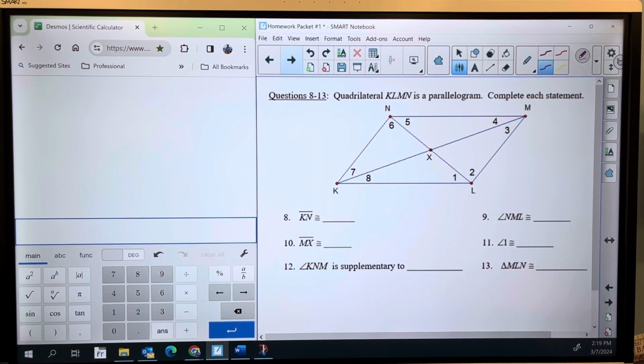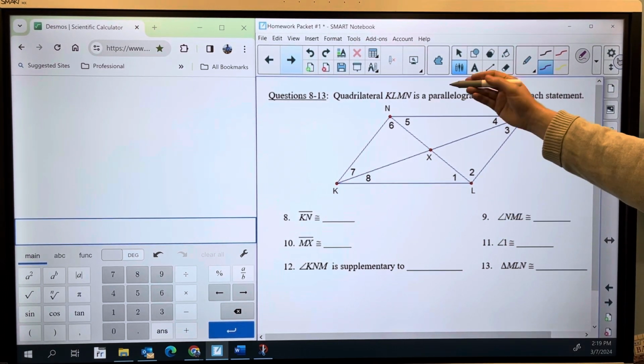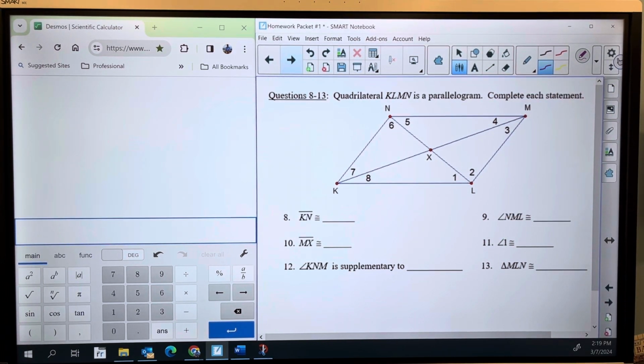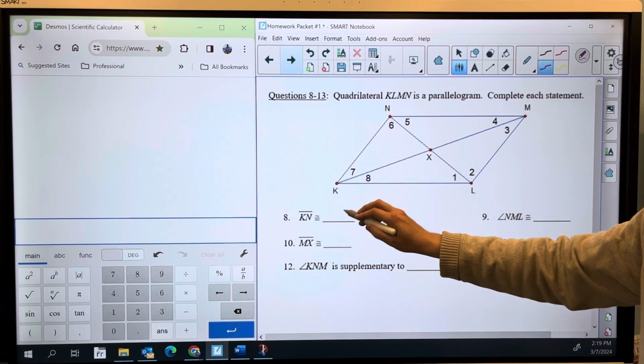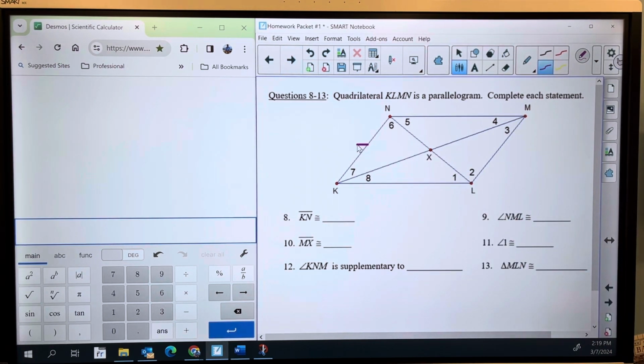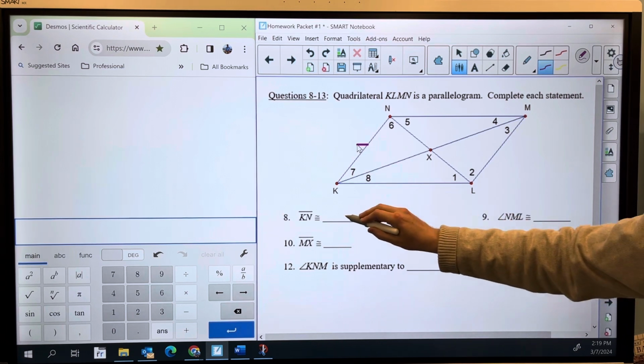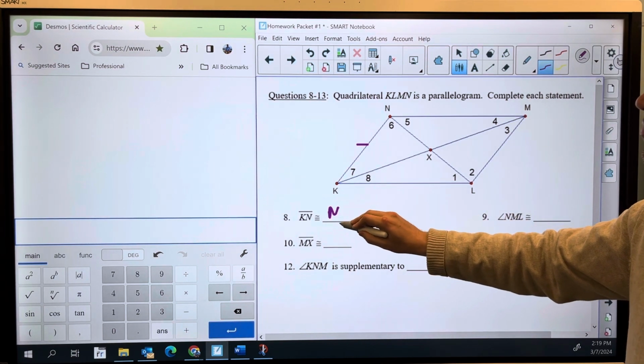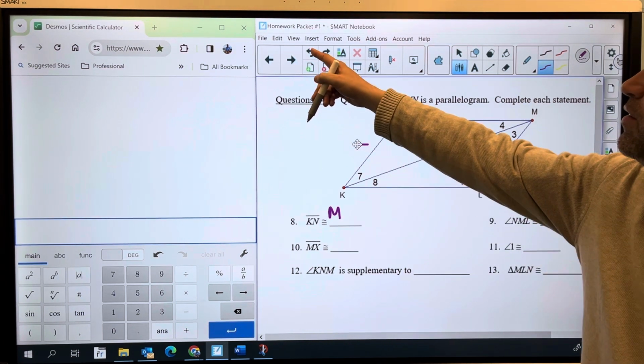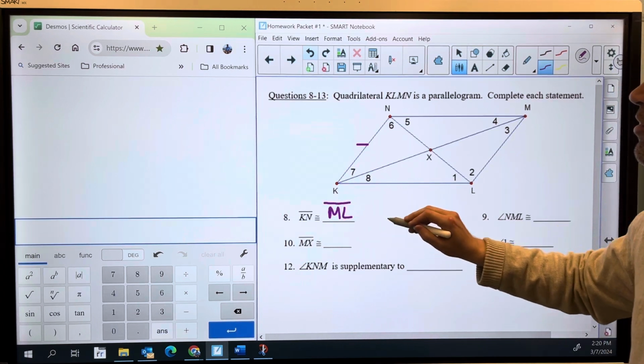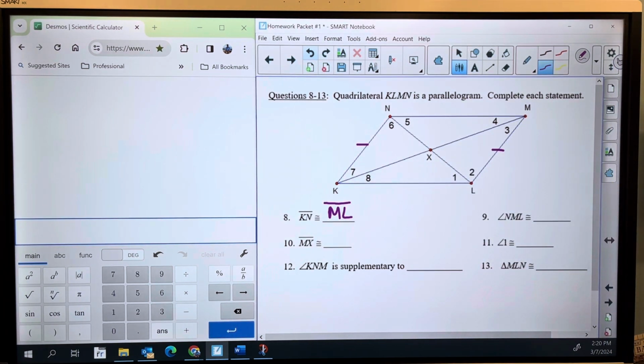Alright, parallelograms. We've got a parallelogram in our picture. We know that because it says so right there. And we're supposed to complete each statement. So the first one says KN. So that side right there is congruent to ML. And those are congruent because they're opposite sides.